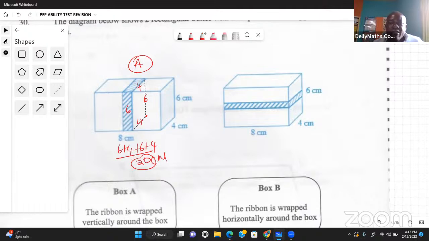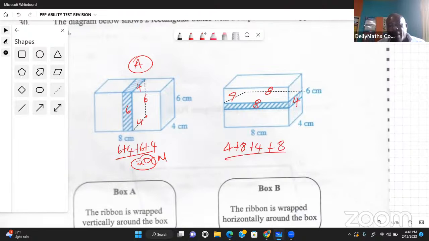So that's 20. Let's create what's gonna happen for the next box. We're gonna go around it like that, and then pick it up around there, and you go along there. So now you want to put on the measurements. This is 8 here, then you go 4, then you go 8 again, and then you go 4. So you could see wrapping all the way around. You want to add that up: 4 plus 8 plus 4 plus 8, and what I'm seeing here is 24. So I'll be using up more ribbon on B than A.